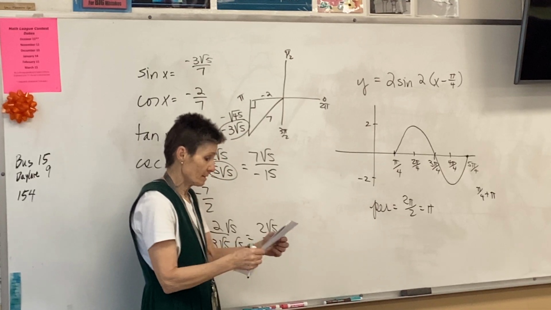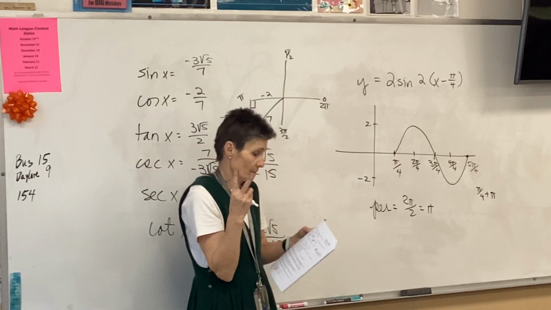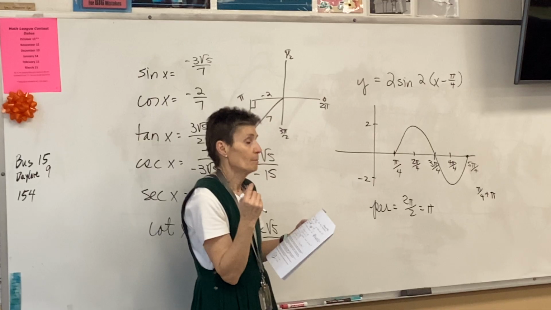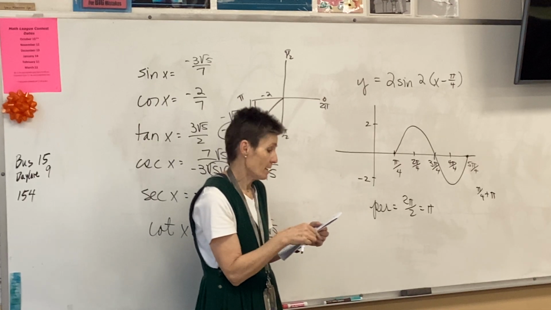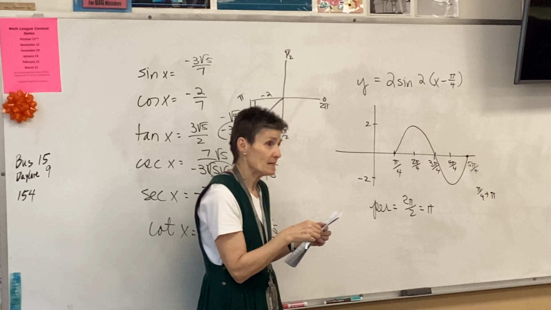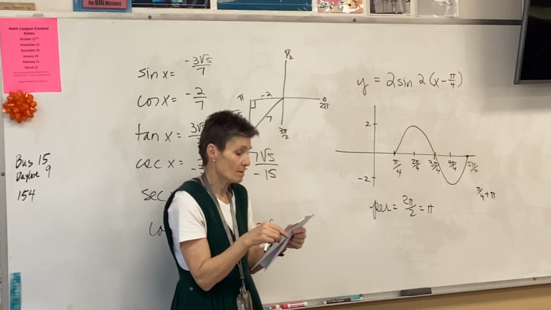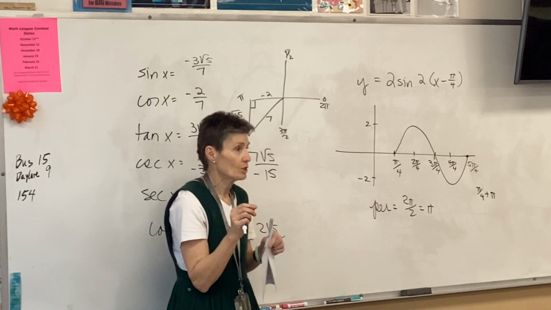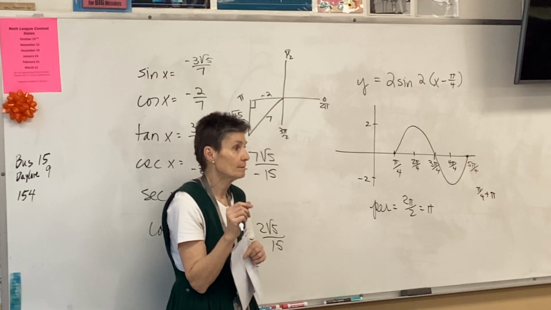So what is my amplitude? 2. What's my period? Pi. Frequency? 1 over pi. Phase shift, that's your horizontal shift, plus pi over 4. And vertical shift? None. I would put 0, but you can say none. That would not be wrong.